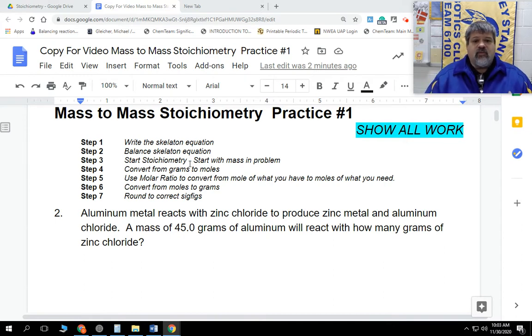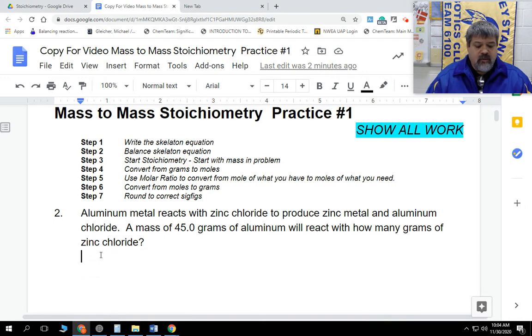So again, the first one is write the skeleton equation. We have to read the question itself, and it says aluminum metal reacts with zinc chloride to produce zinc metal and aluminum chloride. So really we have a single replacement reaction here, and that's our skeleton equation. So let's go ahead and start right out like we normally would.